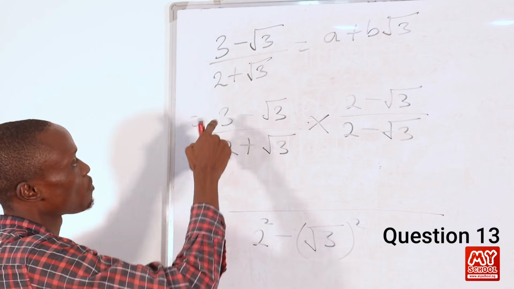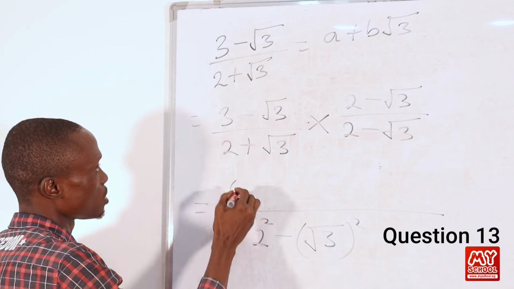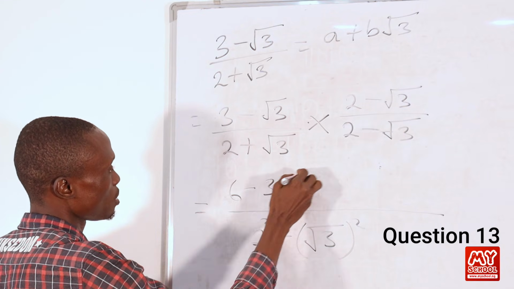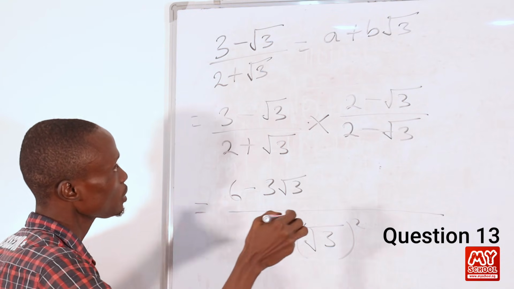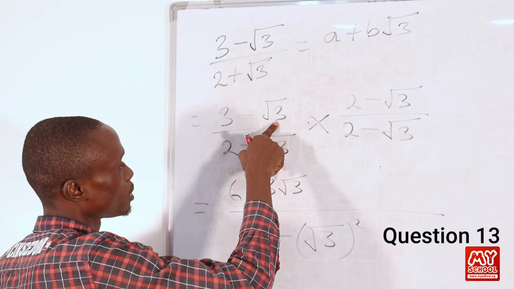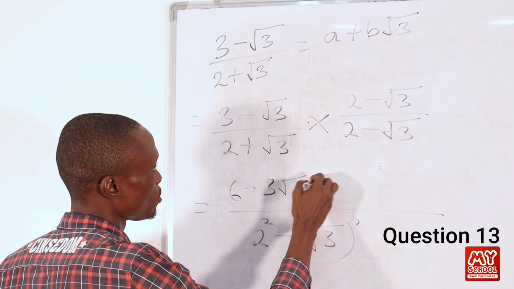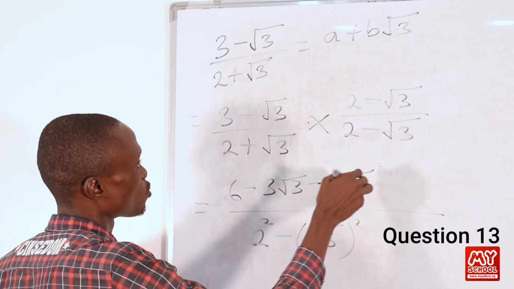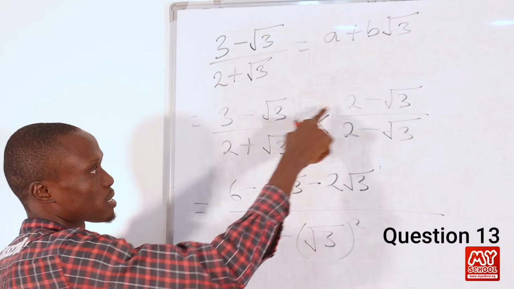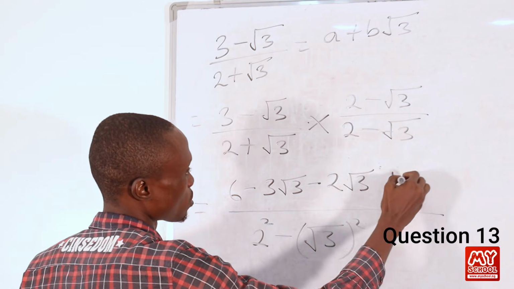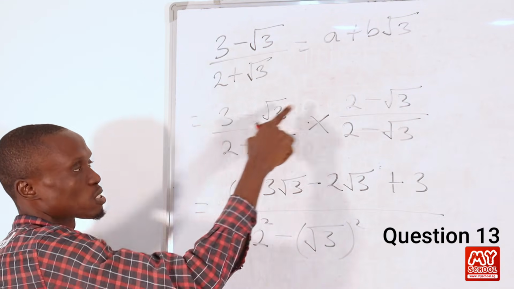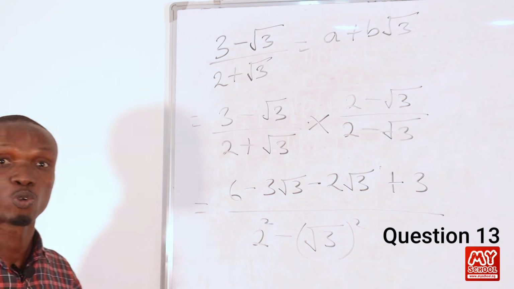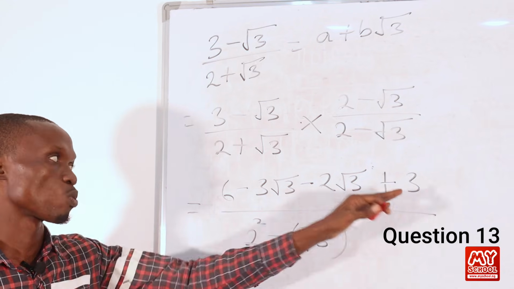For the numerator, we'll be having 3 times 2, that will give us 6. Then 3 times minus root 3, that will give us minus 3 root 3. Then minus root 3 times 2, that will give us minus 2 root 3. Then minus root 3 times minus root 3, that will give us plus 3, because minus times minus gives plus, and root 3 times root 3 gives root 9, and root 9 is equal to 3.